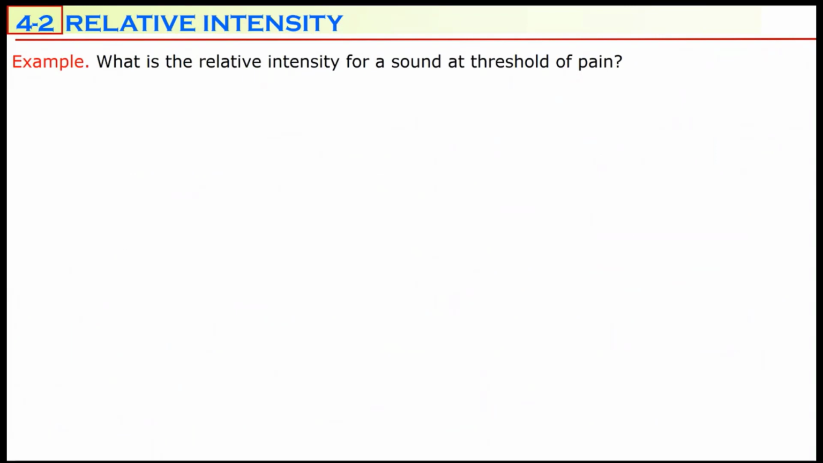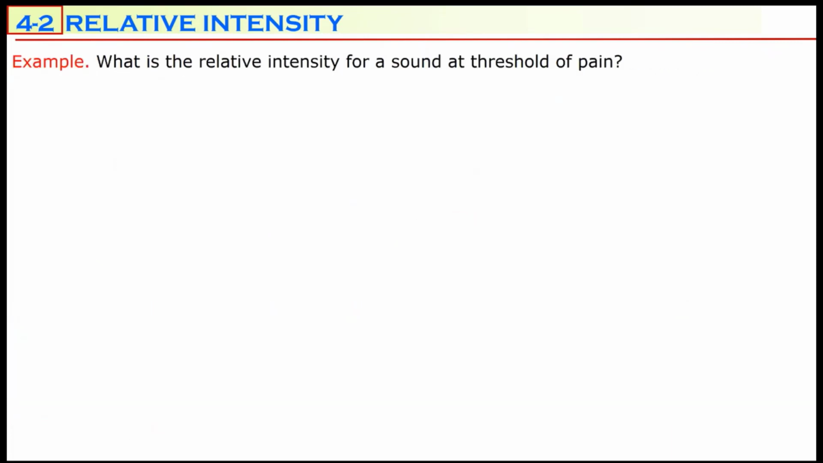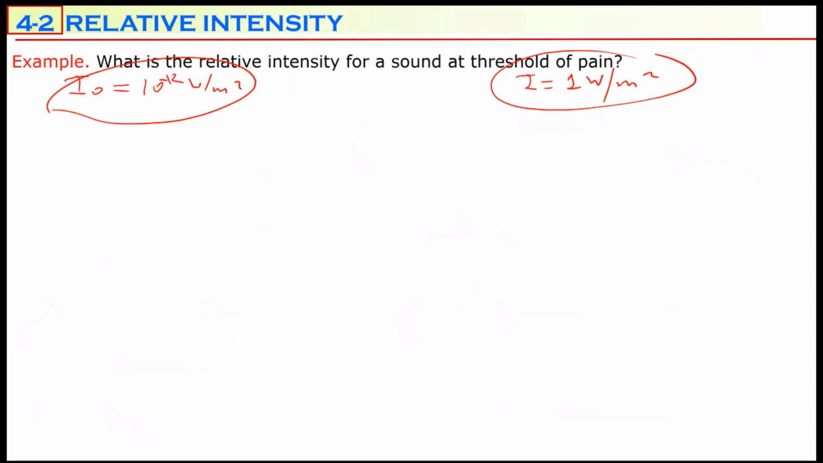What is the relative intensity for sound at the threshold of pain? We know that at the threshold of hearing, the relative intensity is 0. What is the relative intensity for the threshold of hearing? It is 0 decibel. But what about the threshold of pain? Remember, the threshold of pain has a sound intensity of 1 watt per meter squared. And we know the softest sound has a wave intensity of 10 to the power of negative 12 watt per meter squared. This is the softest sound. This is the loudest sound. So what is the relative intensity for the sound at the threshold of pain? It's asking us to calculate beta for this. We know beta for the softest sound is equal to 0 decibel.